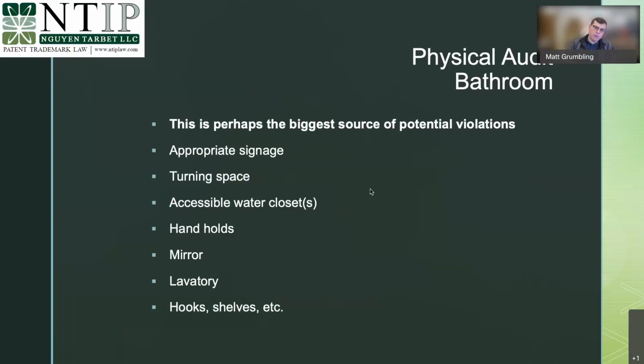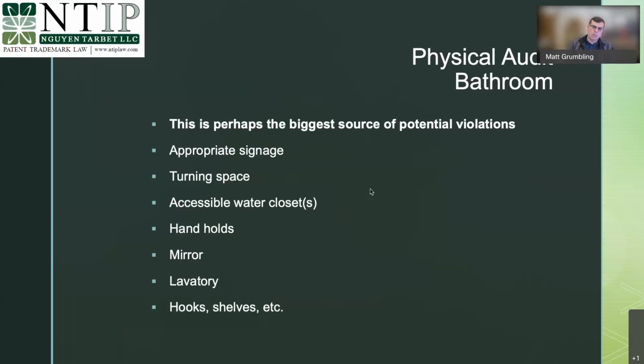requirements for how high they are, how much space you have underneath them so that you can slide a wheelchair up underneath them, space to turn around, handholds to move from the wheelchair onto the commode and back off again, and things like that. This is kind of just an example, but you can see here there's an awful lot to mess up.